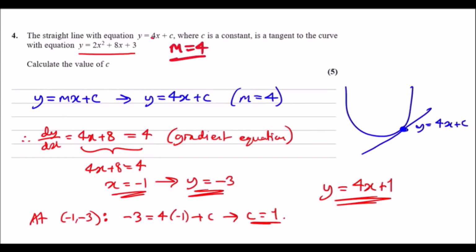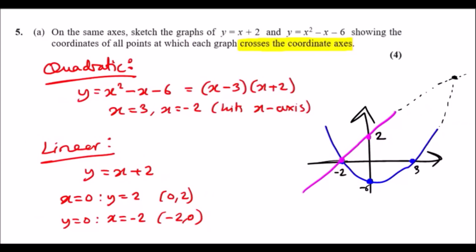So let's move on to number 5. So 5. On the same axes, sketch the graphs of y equals x plus 2 and y equals x squared minus x minus 6. So it looks like you've got a linear term and a quadratic term. So that's why I put some steps over here. Showing the coordinates of all the points at which each graph crosses the coordinate axes. So we're not really concerned about when it hits.